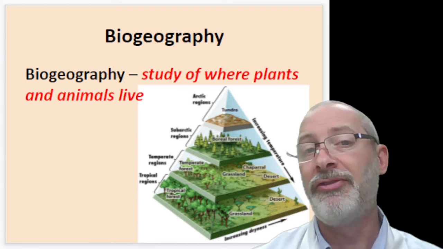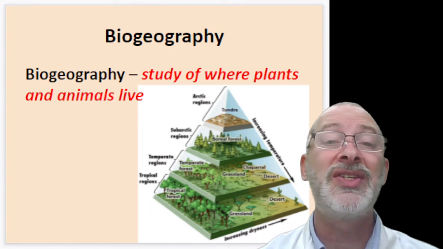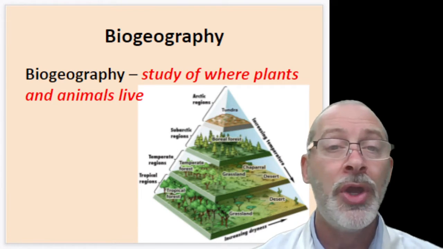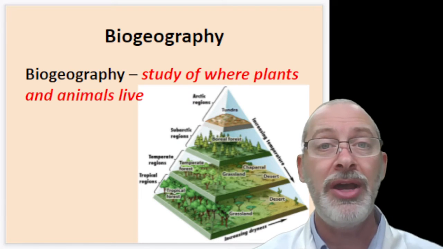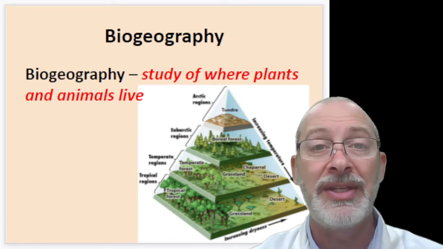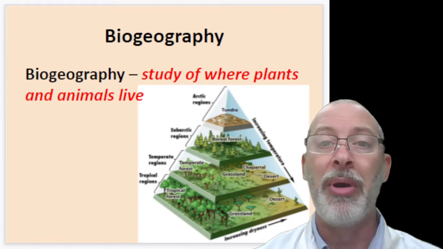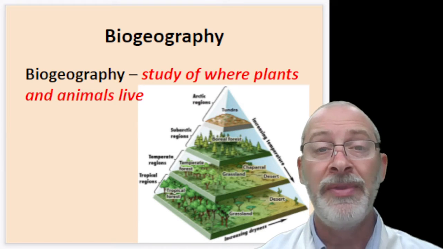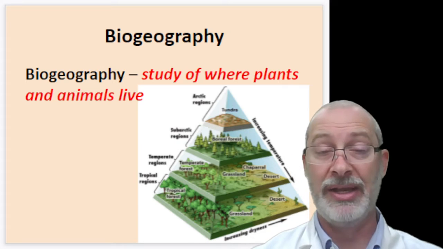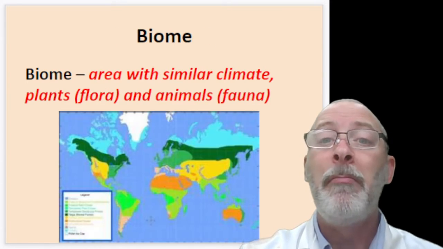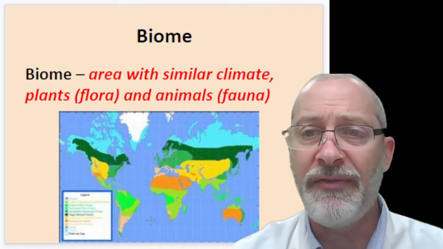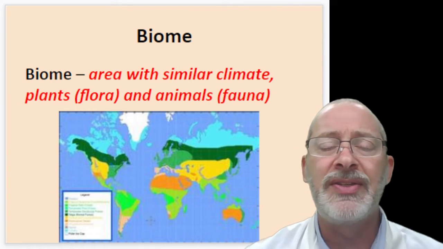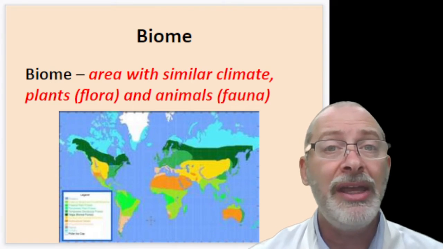So biogeography can be defined as the study of where plants and animals live. Where on Earth is the geo, and the living things, plants and animals, refers to the bio. So biogeography, the study of where plants and animals live. And those locations where plants and animals live, we call biomes.